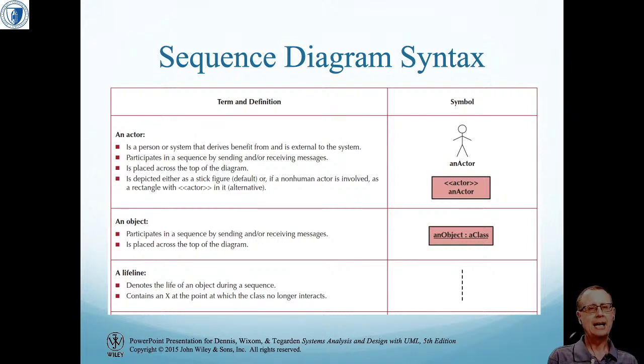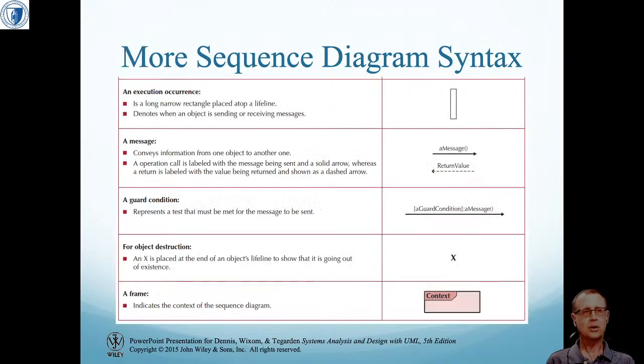Connected to each actor or object is a lifeline, which shows how long or how far the sequences or the operations on the object occur. There's also an execution occurrence. I sometimes call this a lifetime. Right? It shows where the object has to exist.